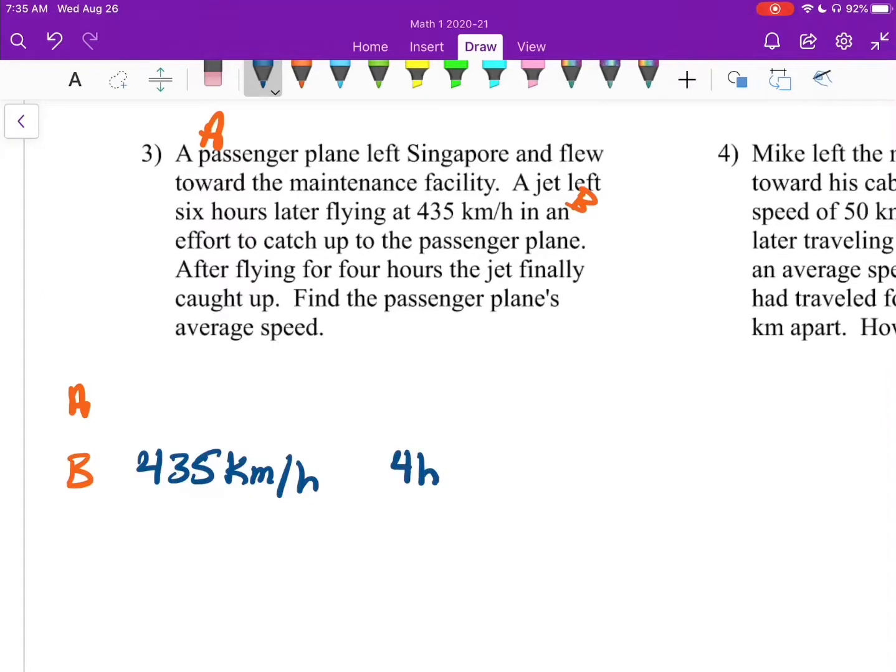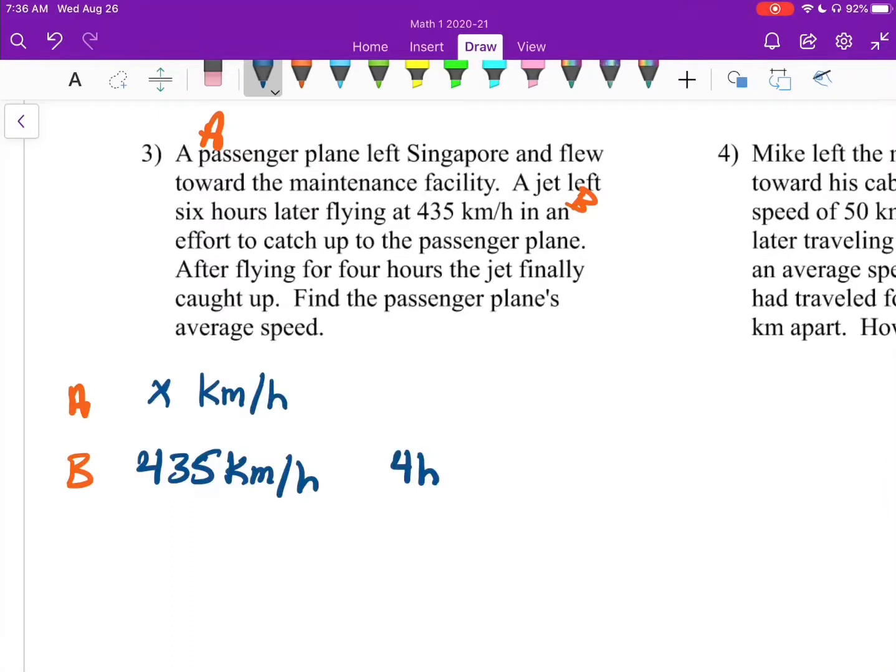Find the passenger plane's, good grief, average speed. All right, so we know the speed of the second plane. We know how long the second plane was driving, rather. And we want to know the speed of the first plane.